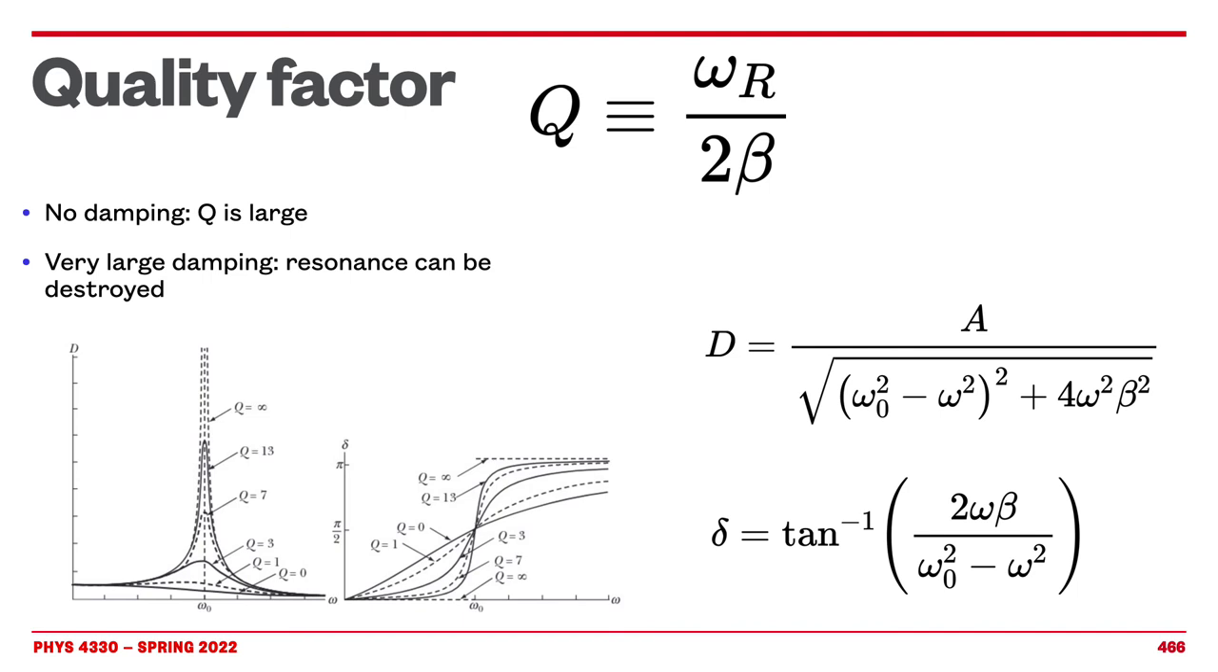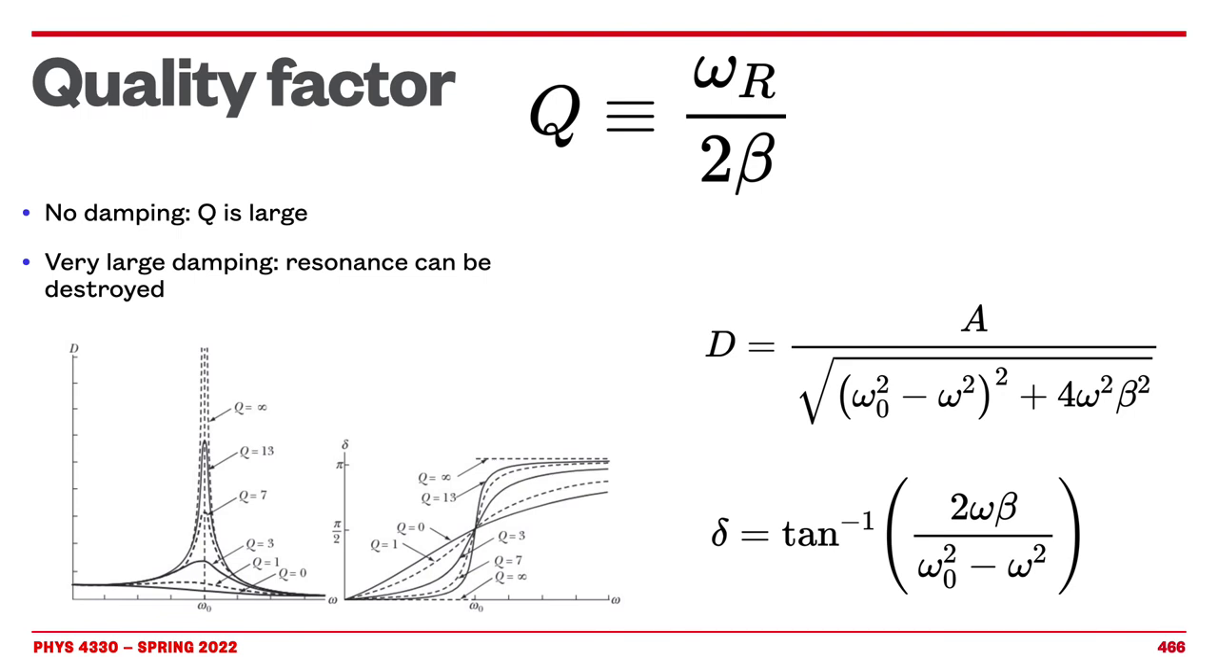So a larger damping is equivalent on the figure to a smaller quality factor. And in fact, there is a place where beta is so large that there is no resonance, as we discussed in the previous slide.